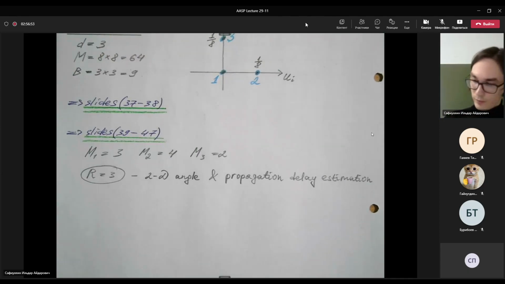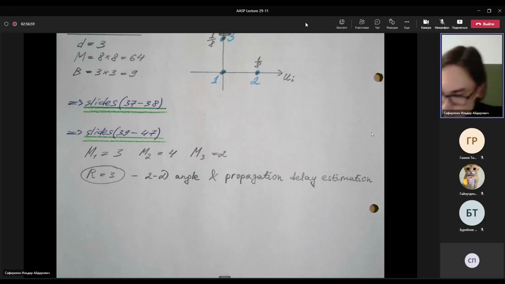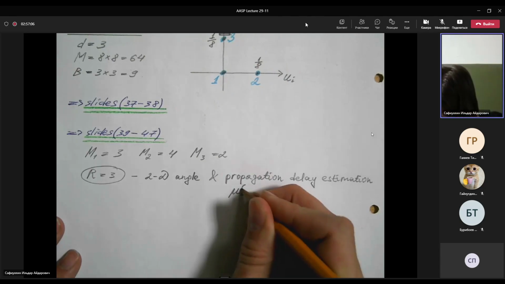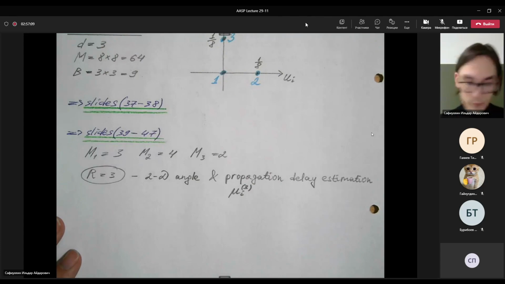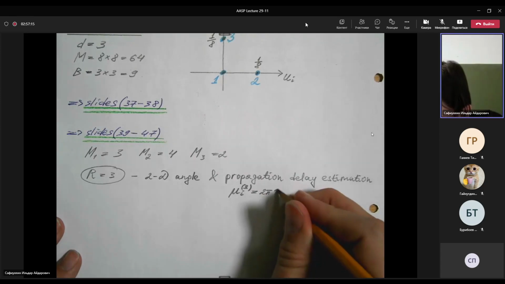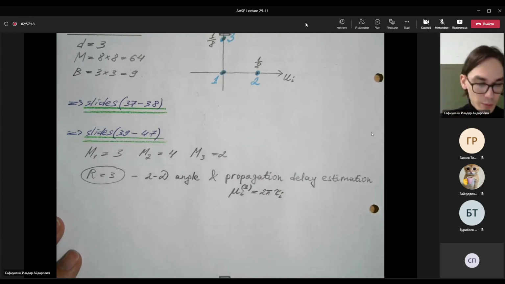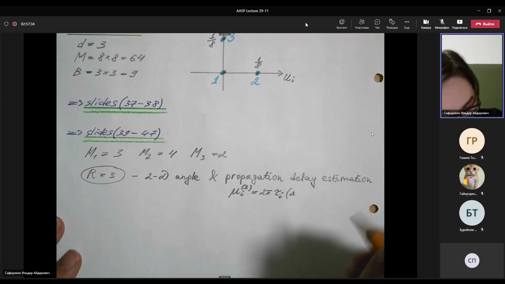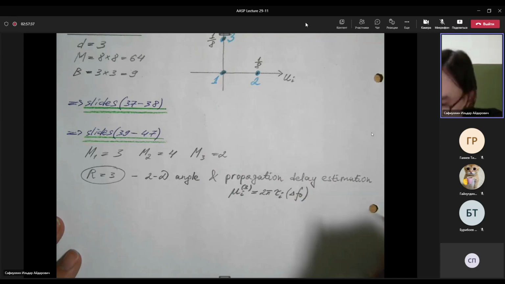Which is represented as follows. So mu, for example, sub I with this superscript 3 is equal to 2 times pi times our propagation delay tau sub I and times delta F0.